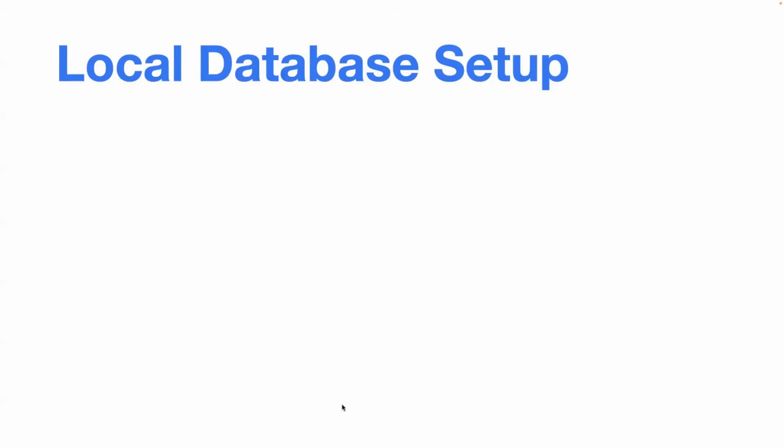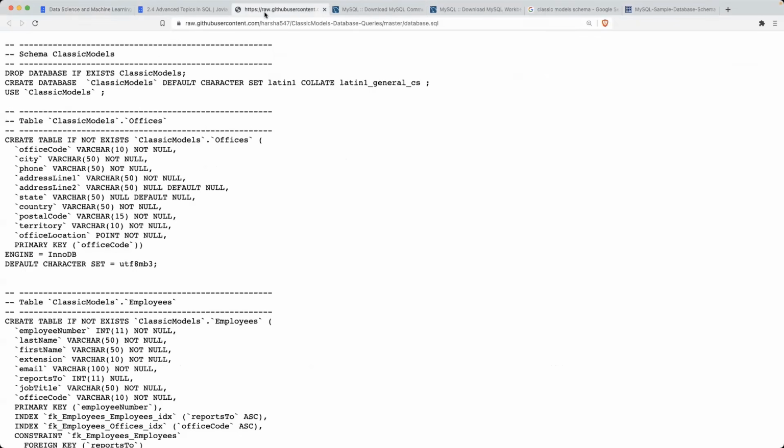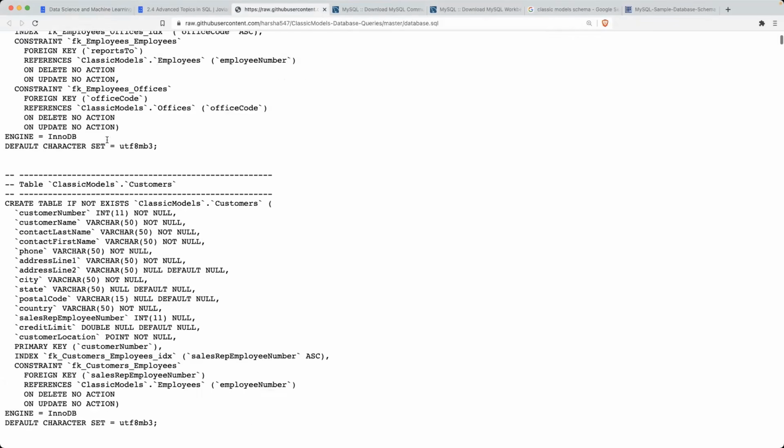So let's see how you can set up the classic models test database locally on your computer for writing queries. So first you need to download the SQL script. So there is a SQL script which generates the database, creates all the tables, adds data into the tables. So you can open up this link here. This will take you to this SQL script.